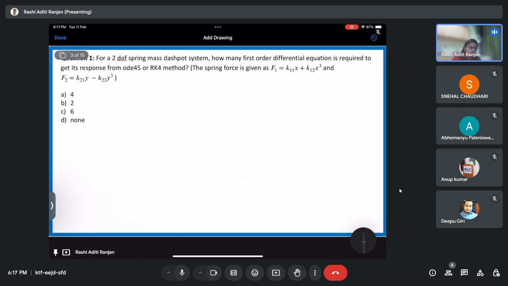Coming on to question number 1. Question number 1 says: for a 2 degree of freedom spring mass dashpot system, how many first order differential equations are required to get its response from ODE45 or the RK4 method? The RK4 method in MATLAB is used as the ODE45 command. First we will see the 2 degree of freedom system. So we'll have a spring, mass M1.